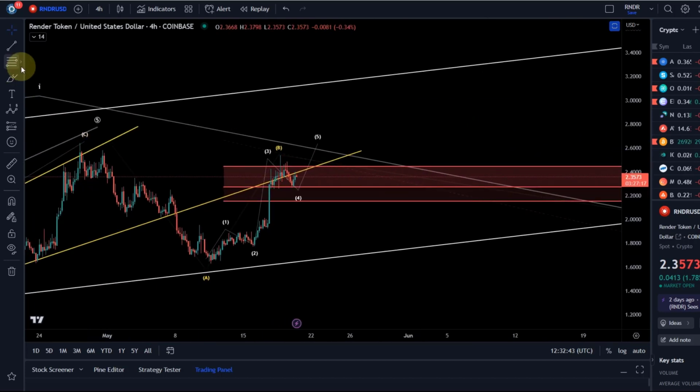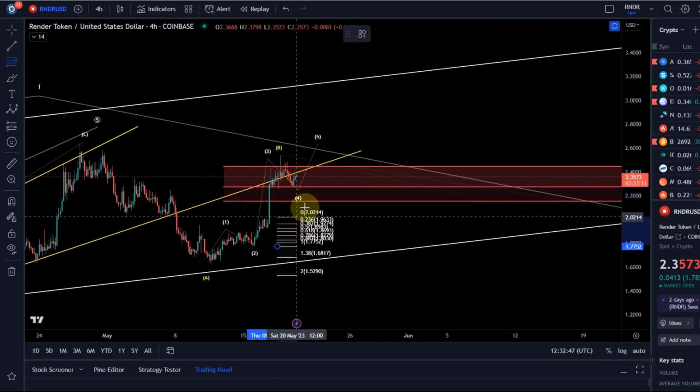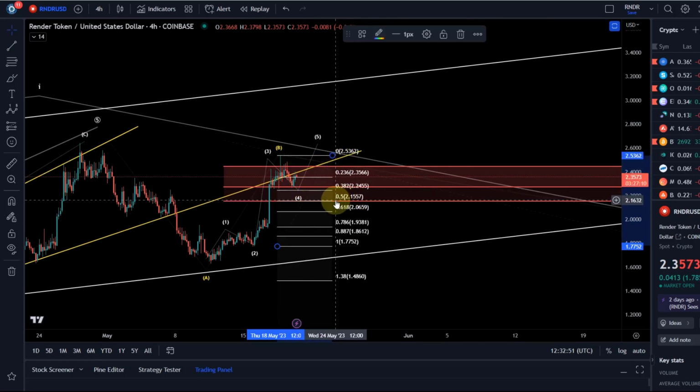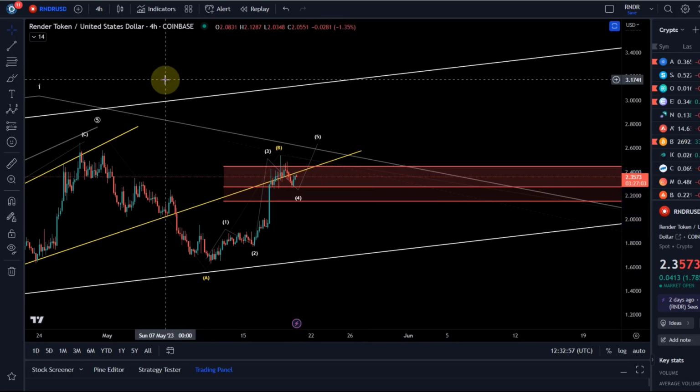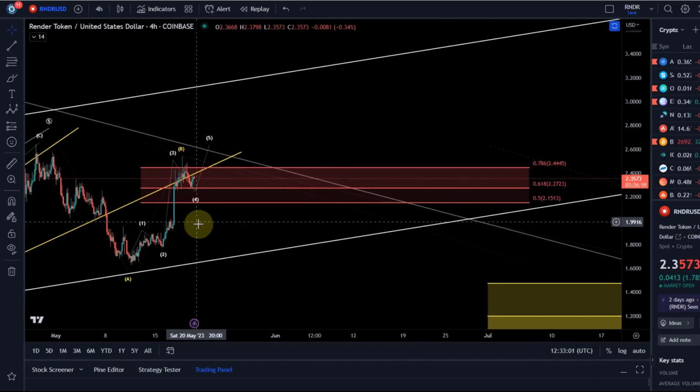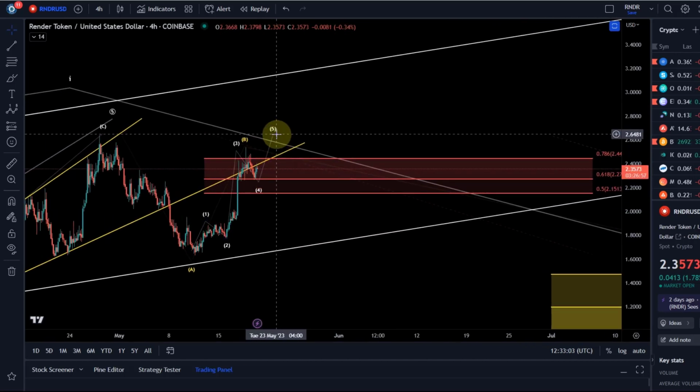So let's measure that. What is the level we need to hold in the wave 4? It's typically the 50% retracement of the third wave. So we want to hold $2.15. As long as it is holding $2.15, the 50% retracement, which is basically also the lower boundary of that resistance here, we could get one more squiggle to the upside.